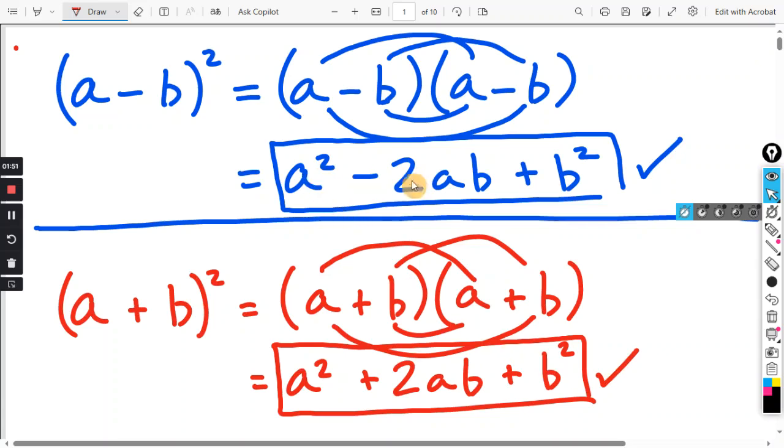All right, so the result on each of these is almost the same, other than the middle term, the inner plus outer. When it's a minus b squared, you get negative 2ab. When it's a plus b squared, you get positive 2ab.